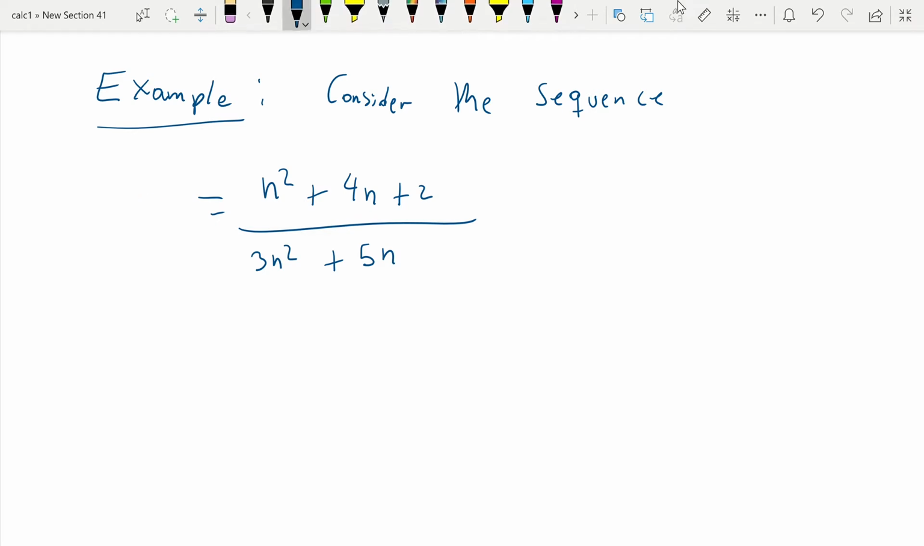This is something that you must have seen in Calc 1. In case you don't remember, just pick up any calculus book and you have expressions like this. It's perhaps not with n, but with x. So I'm asking you to show here, as n goes to infinity, a sub n converges to what? Does it converge?